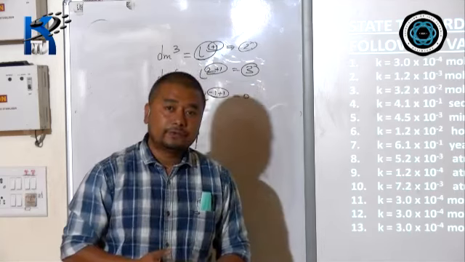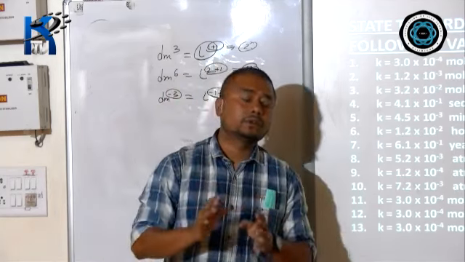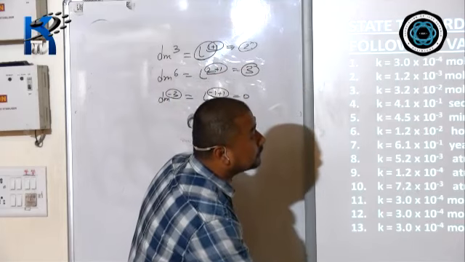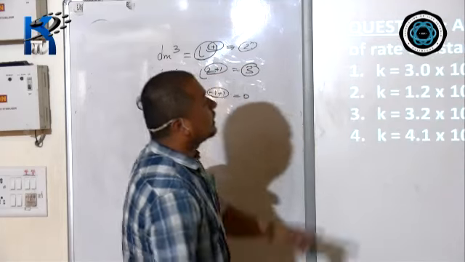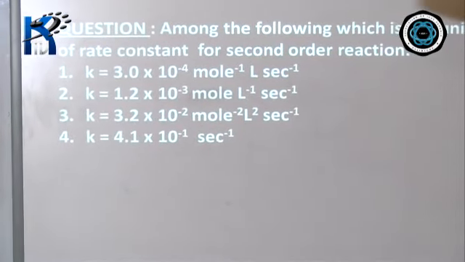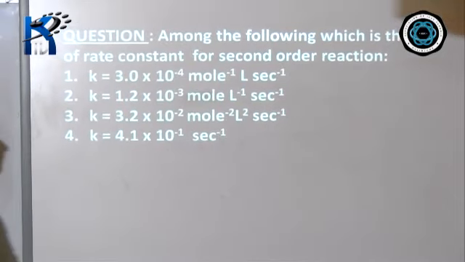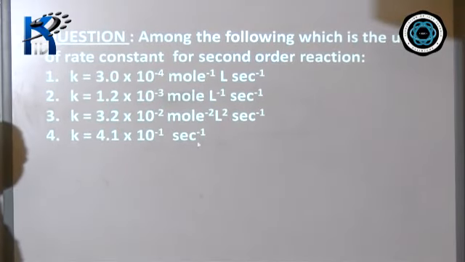And if only time inverse is given, it will always be a first order reaction. Now one objective question for you. Among the following, which is the unit of rate constant for second order reaction? Now you can see here, this is time inverse, it's first order. So it is not the answer.